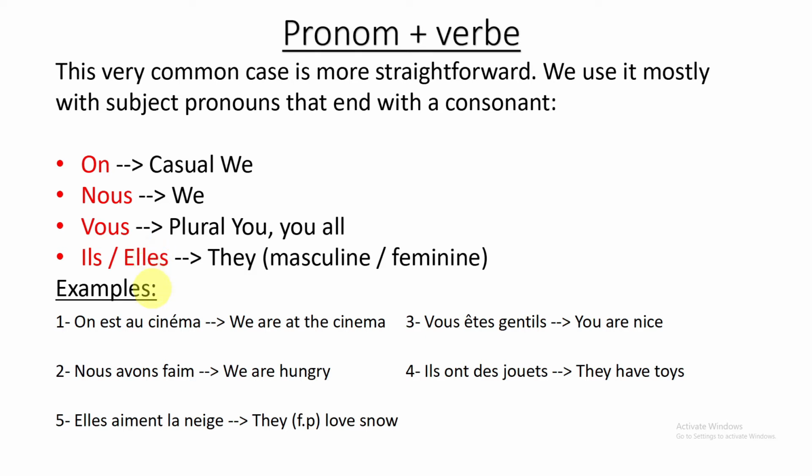So let's see some examples. Here, I'm not going to pronounce the liaison for the moment. On est au cinéma. Nous avons faim. Vous êtes gentil. Ils ont des jouets. Elle aime la neige.